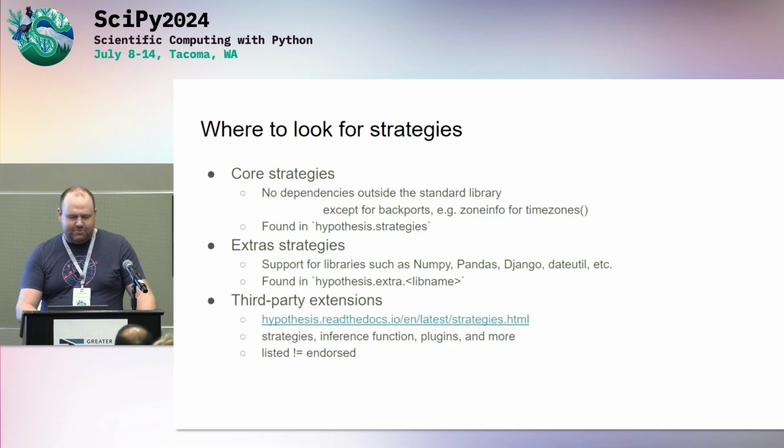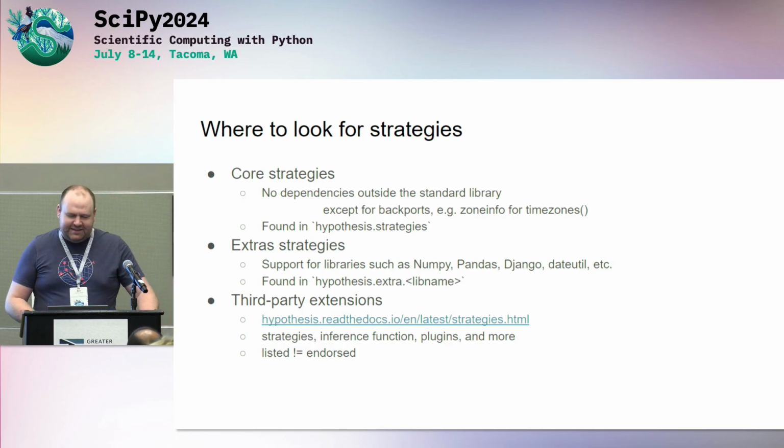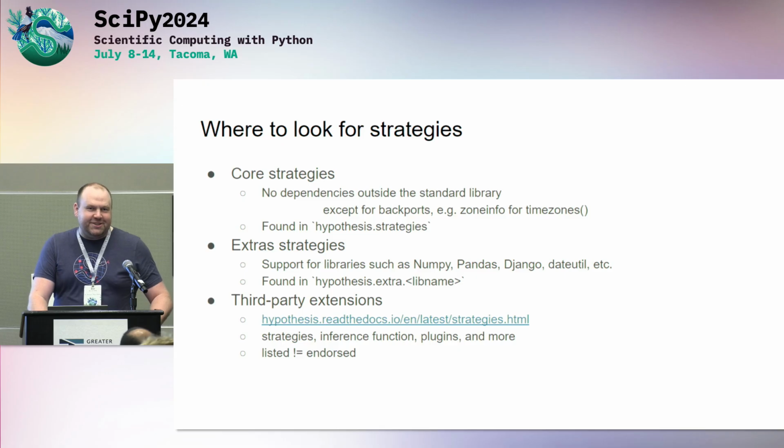We also have extra strategies, like hypothesis.extra.numpy. Do you want to guess what that one generates? That would be hypothesis.extra.pandas for pandas strategies. The NumPy extra generates NumPy things. We also have .arrays for arbitrary array API compatible libraries and a whole bunch of other stuff in there. And there's even more stuff that is not shipped as part of the hypothesis package itself, but on PyPI as third-party extensions. There's a list in our documentation. We don't endorse everything on there, we just list them.